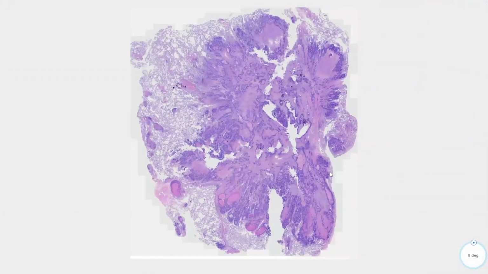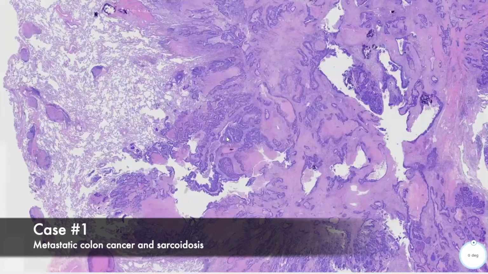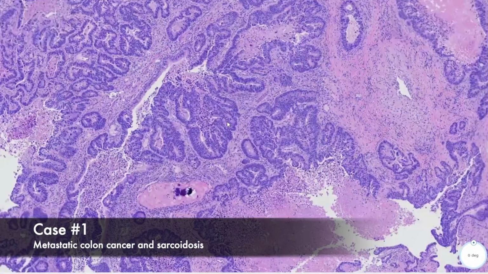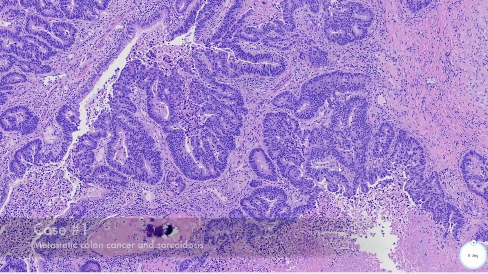My name is Matt Cicchini, and this is our first case in the pulmonary high yield section from these case reviews. From low power, we can see a resection of the lung with an unencapsulated lesion that is relatively well circumscribed from the adjacent lung parenchyma, which looks relatively normal. When we zoom into higher power, we start to see complex glandular structures forming central lumina.